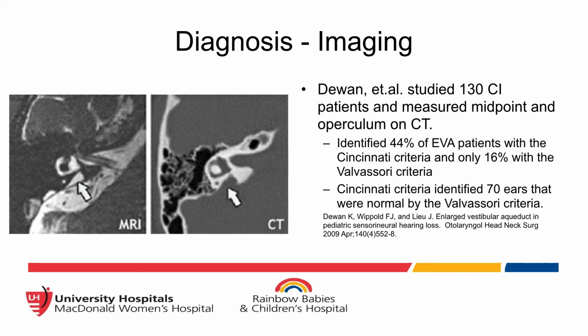Dewan et al. studied 130 cochlear implant patients and measured the midpoint and the operculum on CT. And they identified, of that group of 130 cochlear implant patients, 44% of EVA patients with the Cincinnati criteria and only 16% with the Valvassori criteria. And that the Cincinnati criteria identified 70 ears that were normal by the Valvassori criteria.